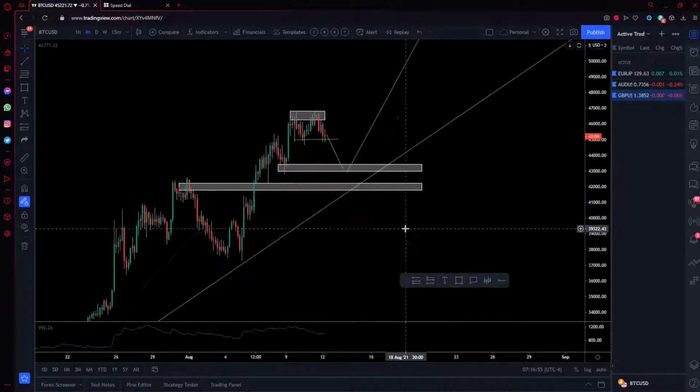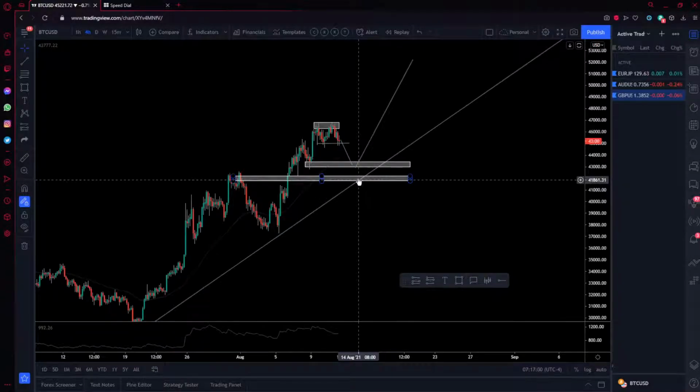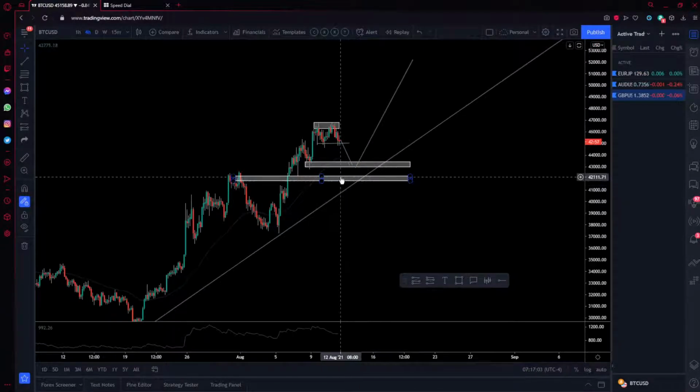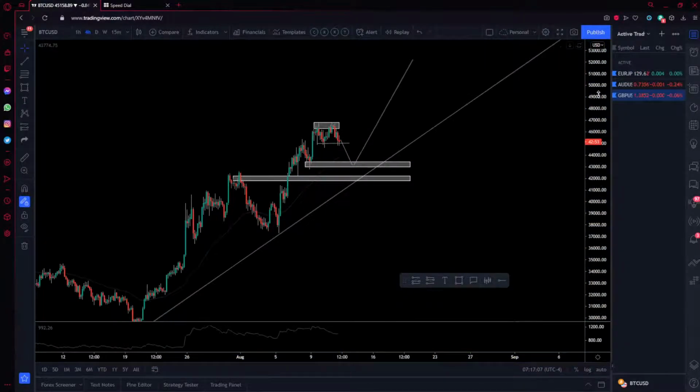That was something I just wanted to see there. I still like the 38.2 in this situation. If price does go down to the 50, that would be nice too. Either one of those levels would be pretty nice buying opportunities.